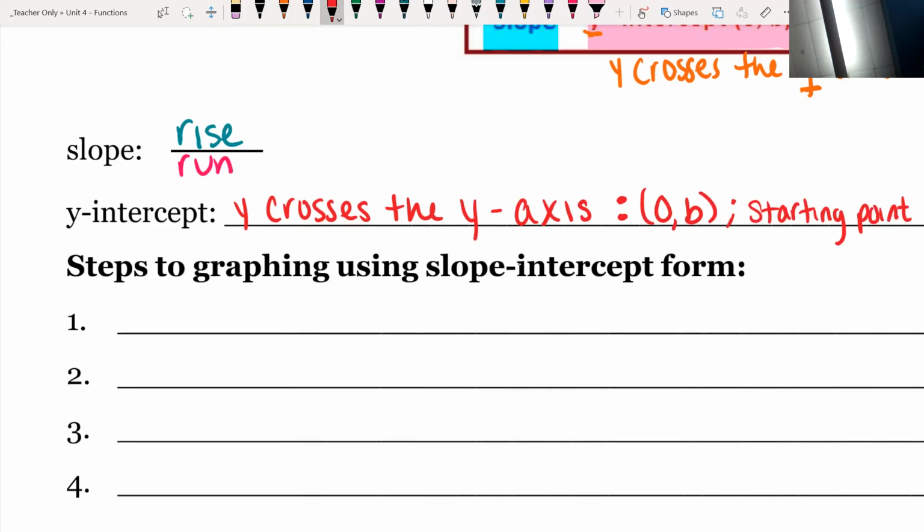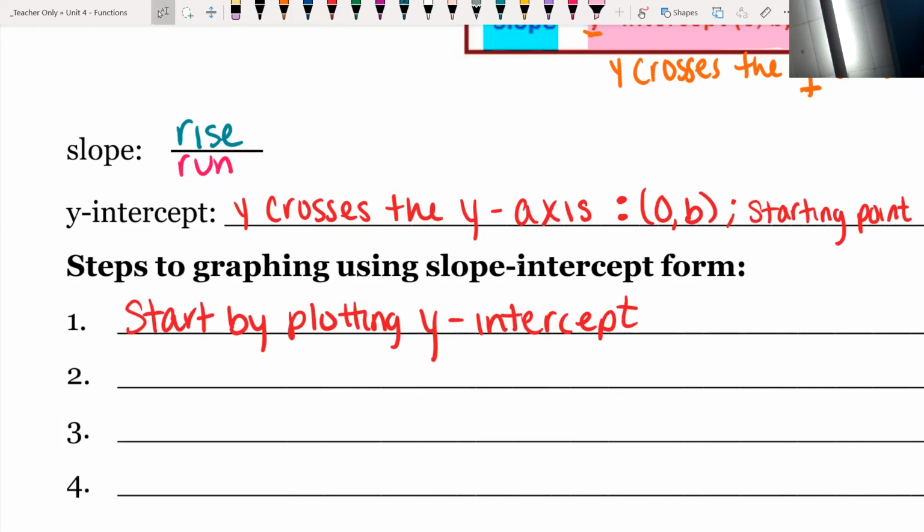So steps to graphing. Number one, start at the y-intercept. So we're always going to plot the y-intercept first. Start by plotting the y-intercept. And then we move our slope.